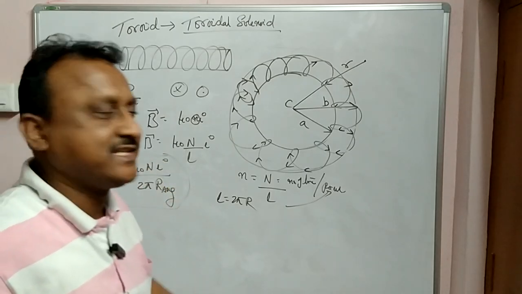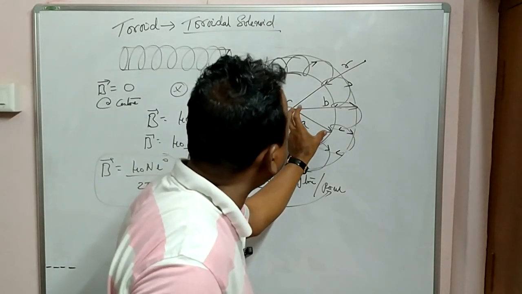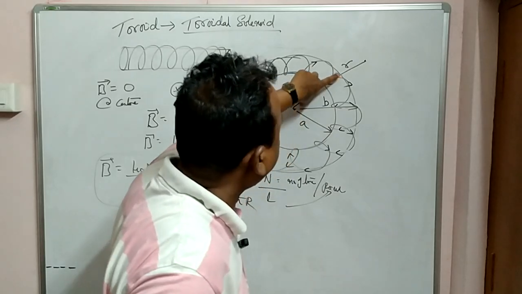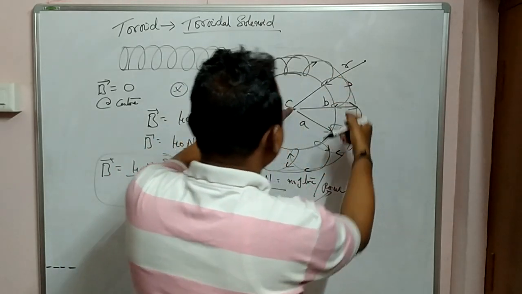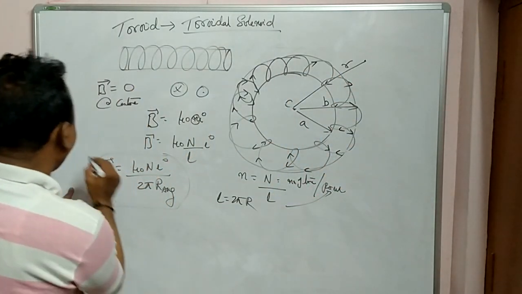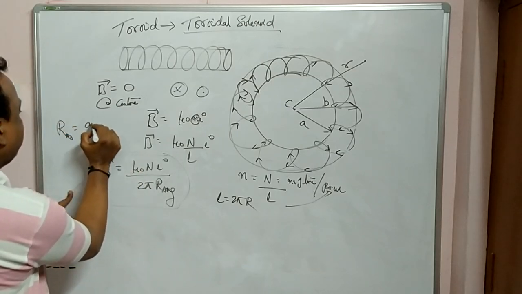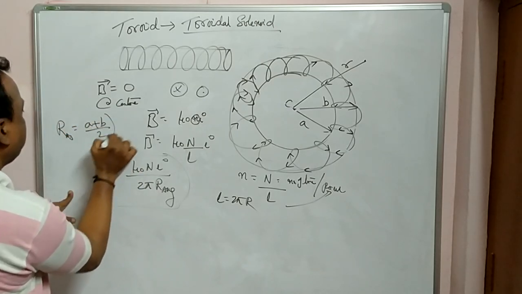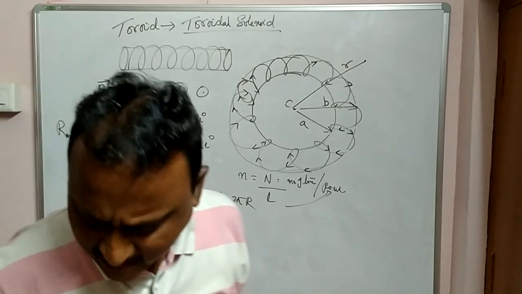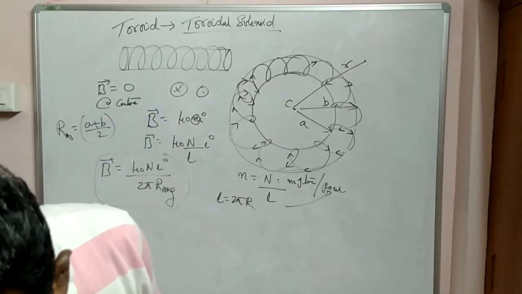Why am I telling average here? Because you have two radii, A and B: the inner one is A, the outer is B. So A plus B, this R is nothing but R average, which is A plus B by 2. R is the average value here, A plus B by 2.